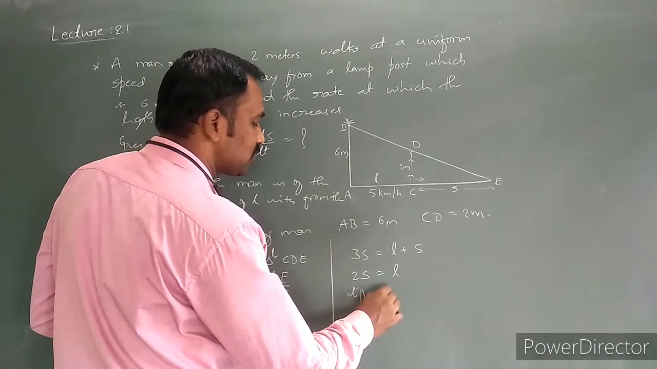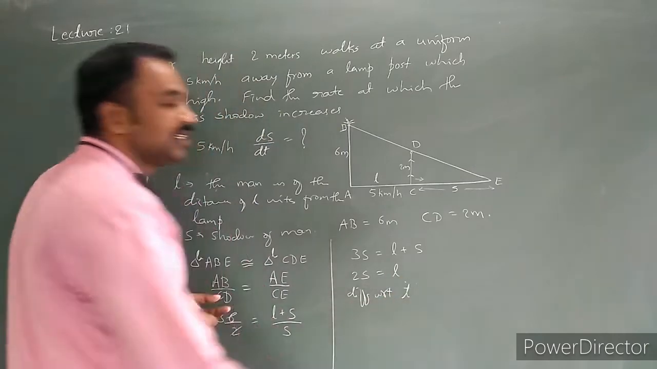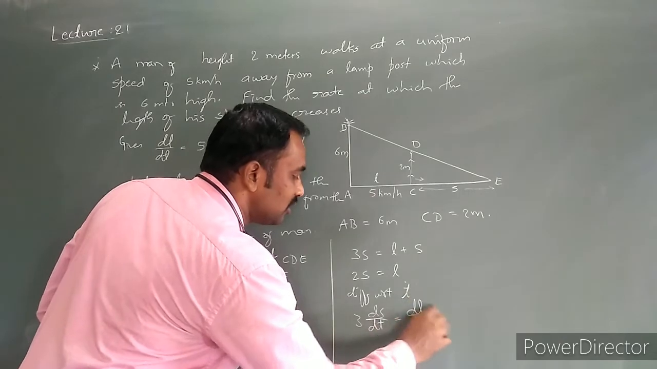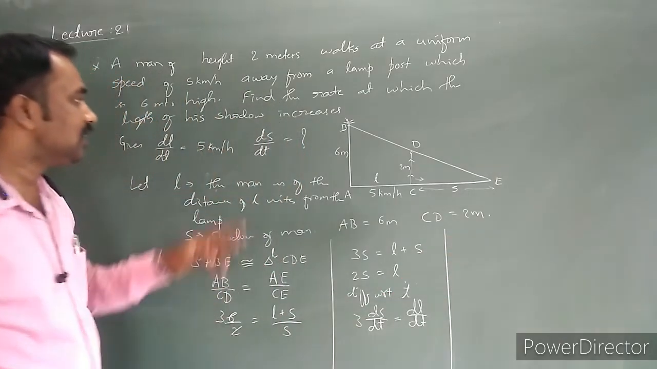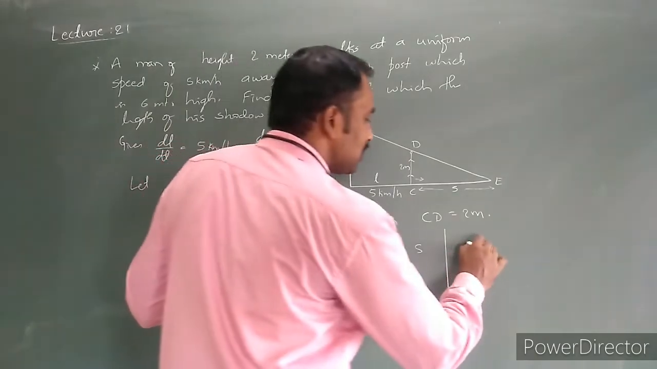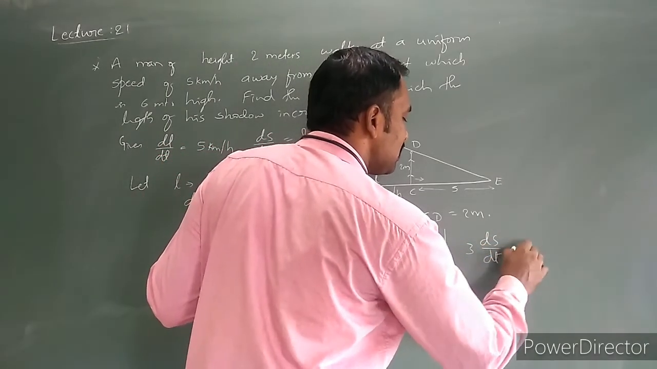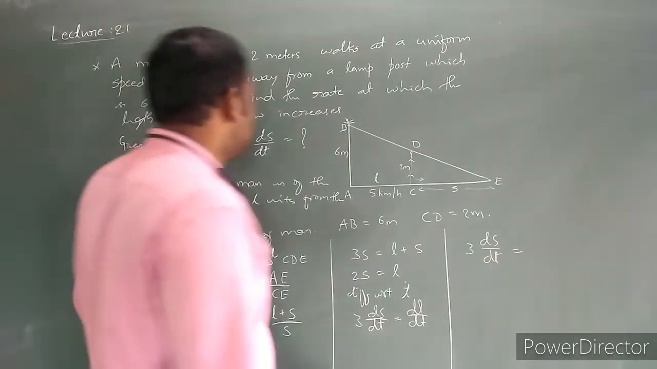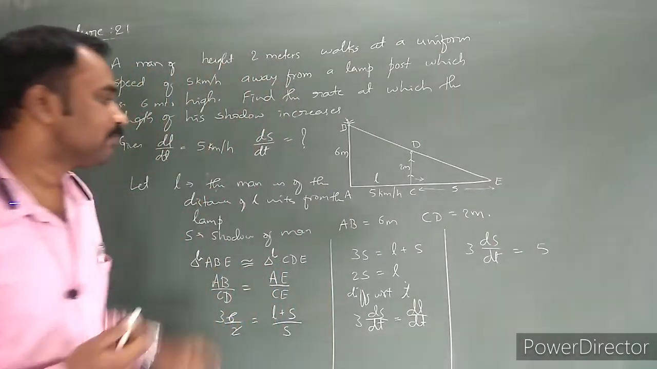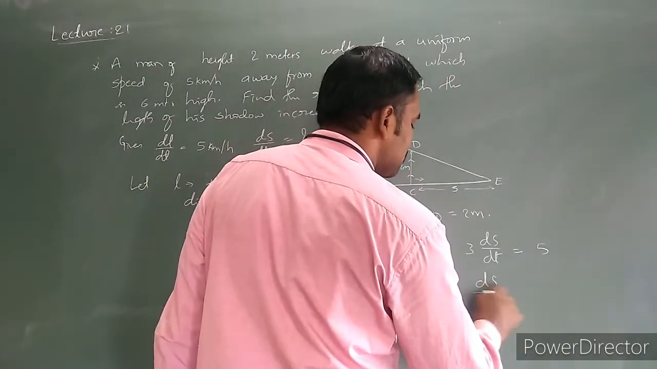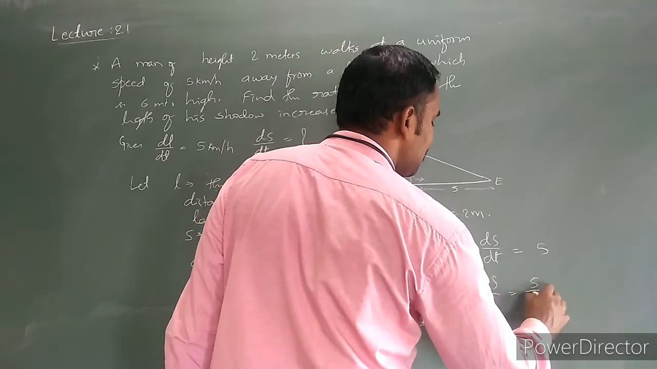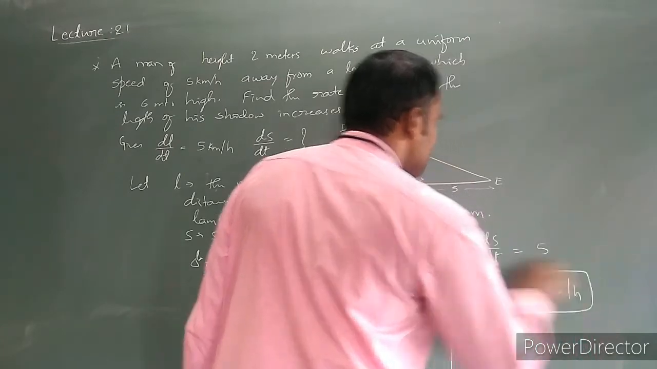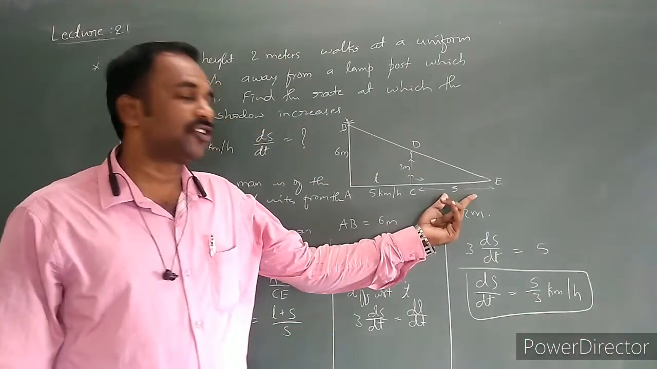Now differentiating this with respect to what? With respect to time. So 2 times ds by dt is equal to dl by dt. What we need is ds by dt. Have they given dl by dt? Yes, dl by dt is given. How much? 5 kilometer per hour. Now what is the required ds by dt? 5 by 2 kilometer per hour. So this is the rate of increase of the shadow of the person.